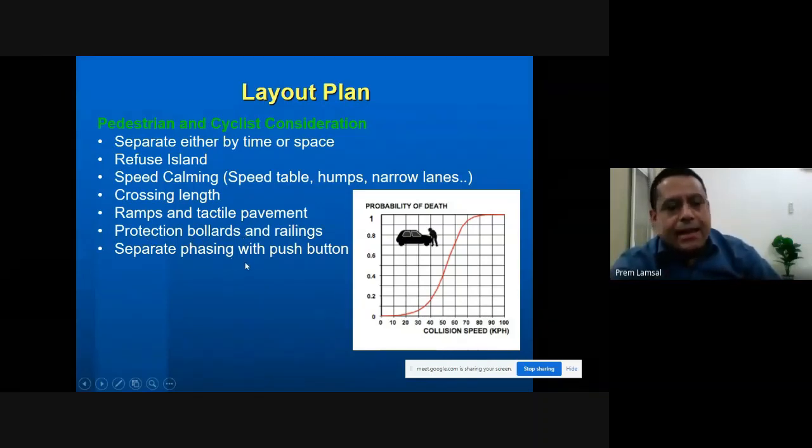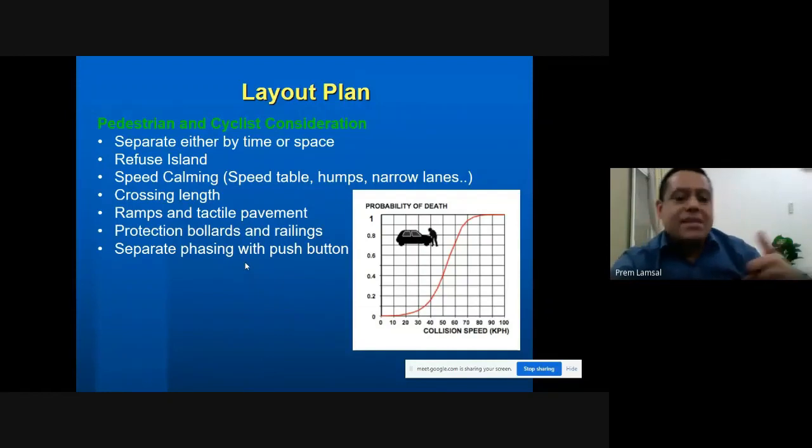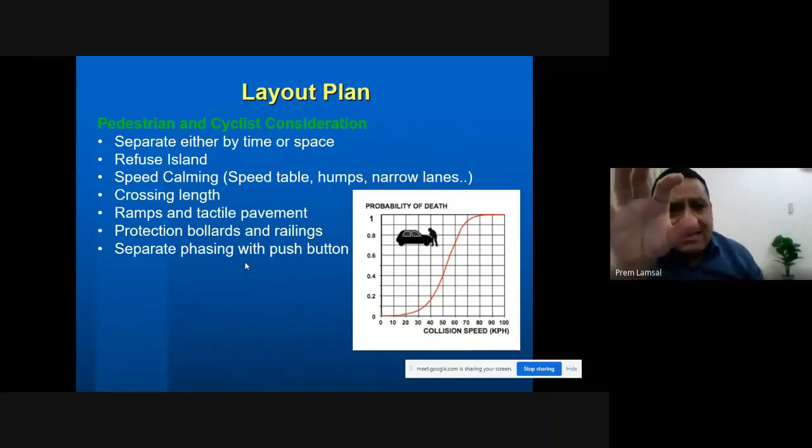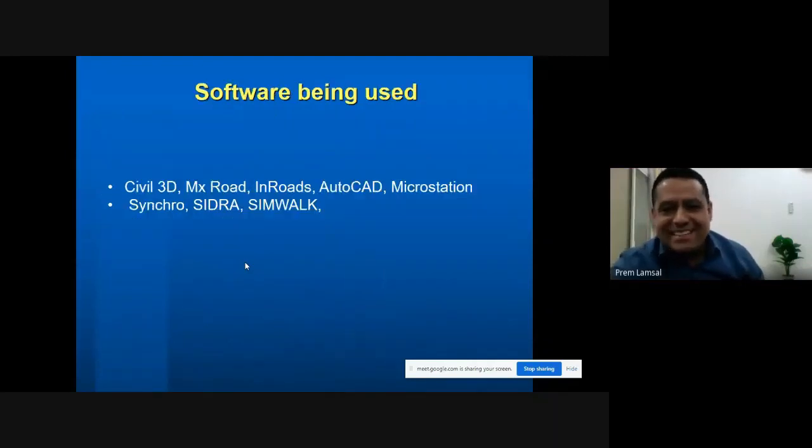If the intersection is signalized, we provide a separate push button for the pedestrian. Even if there is no push button, it can be integrated with the main signal, and we can have a separate time separation for the pedestrian. So these are the criteria we normally consider while designing urban intersections. I believe it is clear.